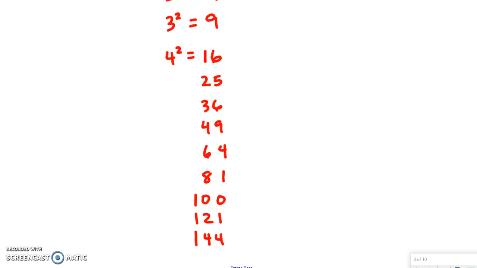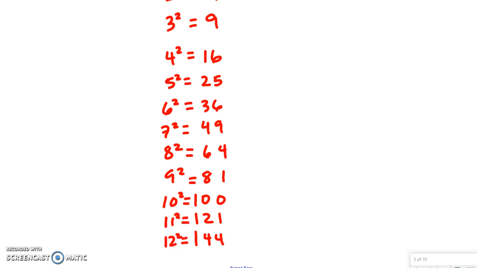I'm going to stop at 12. That'll be good enough, but you get the gist. So 12 squared is 144. It is also helpful to know what the square root is, so that the square root of 36 is 6. Okay, so what I'm going to do is I'm going to simplify radicals using these perfect squares. So you're going to want to keep this list handy.